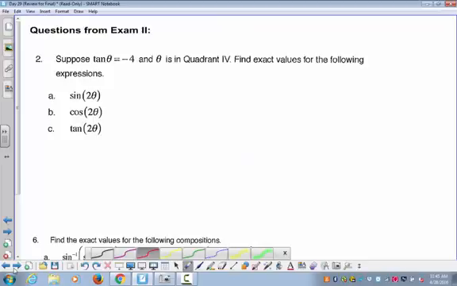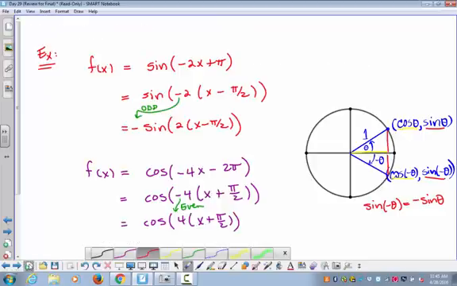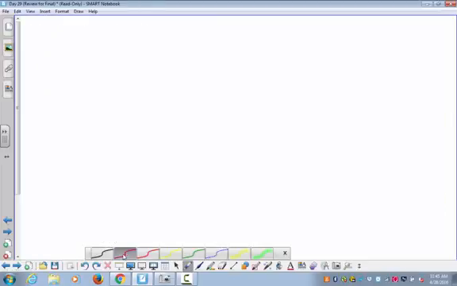Let's do one more of these graphing type ones just to make sure we get it. Let's graph f of x equals negative 2 cotangent of x plus pi over 2, minus 1. So do that one.